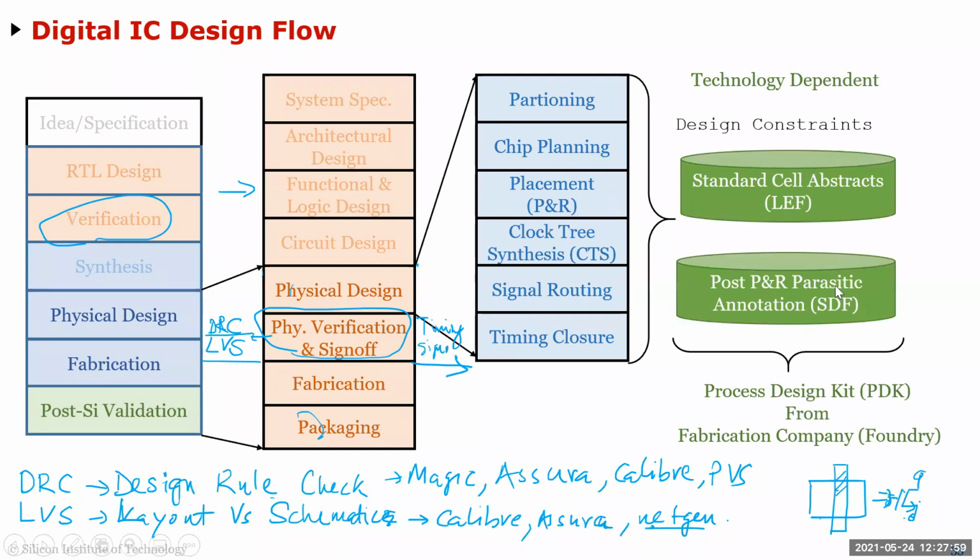Okay, and this is all technology dependent. There is no technology independent part once you come to physical design. So you must have decided by now what technology you're going to use, 130 nanometer or 60 nanometer or whatever it is. Okay. And here also you use a lot of the foundry files. One of the files is called the .lef file, and this has what's called the standard cell abstracts.